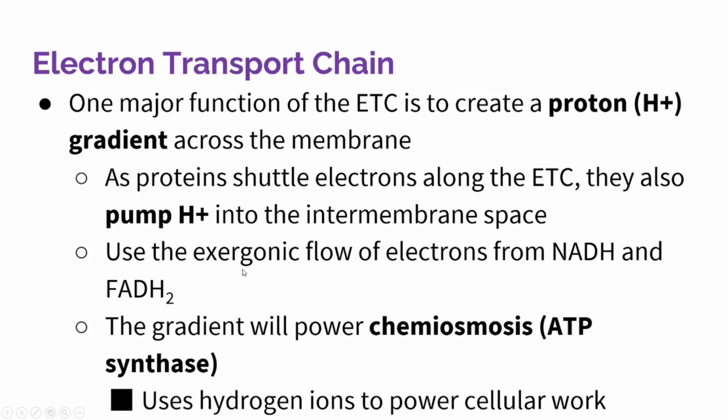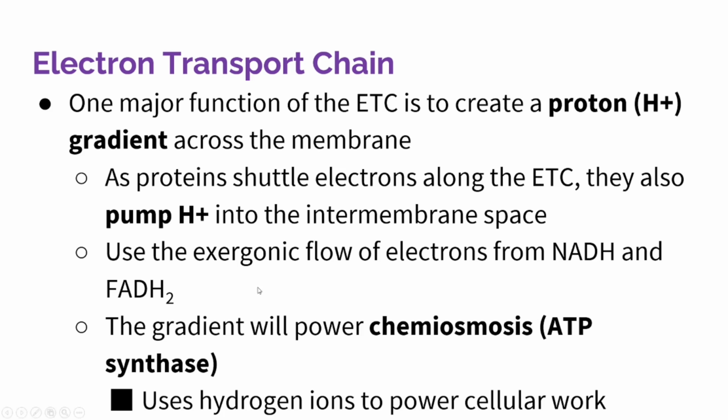Okay? So here are some more notes on the electron transport chain. One major function of the electron transport chain is to create a proton gradient across the membrane. I would say that's the most important function. The whole point is to make that proton gradient. As proteins shuttle electrons along the chain, they also pump protons into the intermembrane space. Those integral proteins, the red ones from the diagram before, are pumping protons into the intermembrane space, and they are using the exergonic flow of electrons from NADH and FADH2.